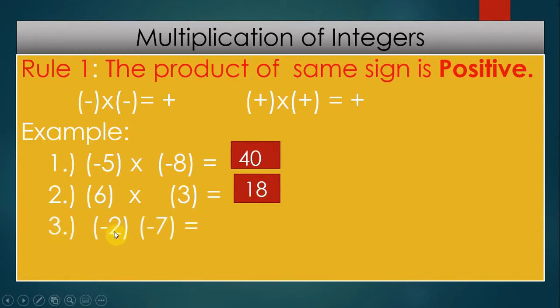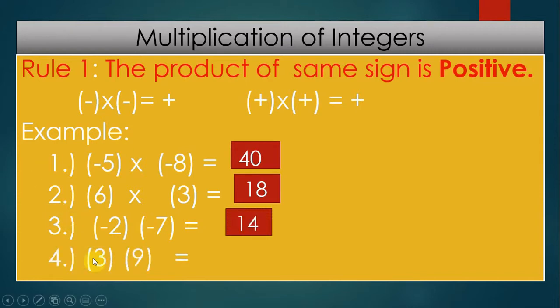Okay, number 3. What is the sign of 2? It's negative. And what is the sign of 7? It's negative. Do they have like signs? Yes. So they have like signs. So therefore, our product is positive because multiplication of the same sign or like sign, the product is positive. So 2 times 7, that's 14. So the answer is positive 14.